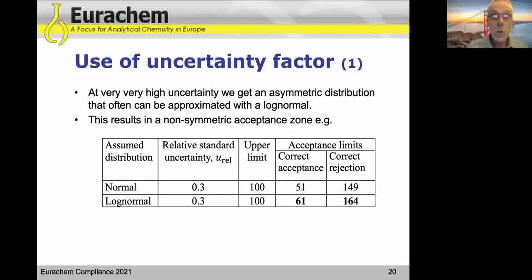introduction here. So if we would have assumed normal, and we would have an upper limit of 100, and we would have a relative standard uncertainty of 0.3, that's 30%. That is 60% expanded uncertainty. So this is relatively high. We would have the acceptance limits between 51 and 149. But if we would assume log normal, which would probably be a better assumption, the acceptance zone will be shifted up right. So the lower will be 61 and the higher will be 164.